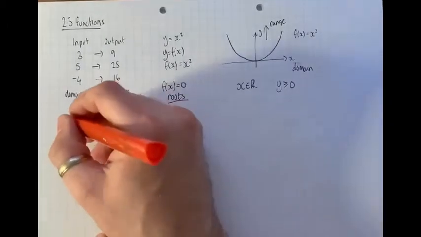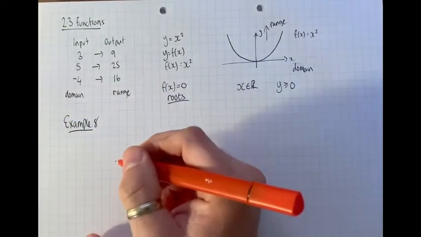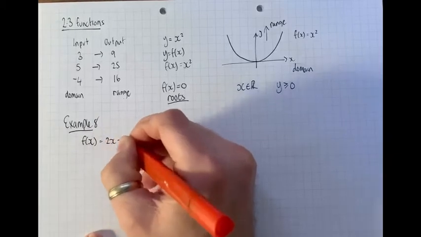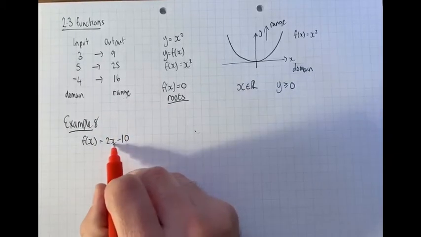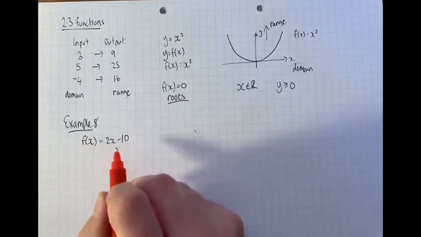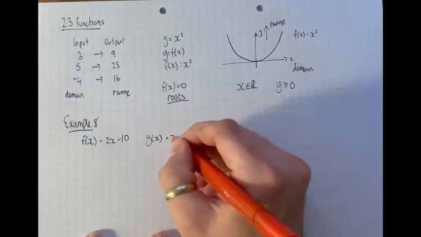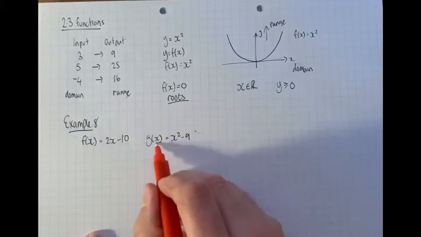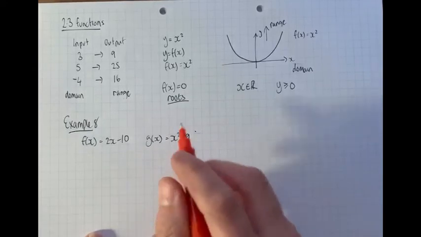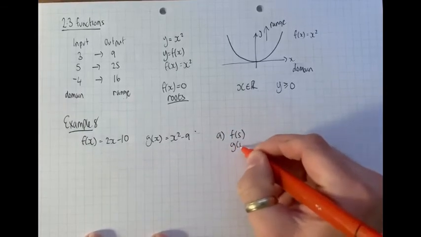So if we look now at example 8. Example 8 says that we've got a function f given by 2x take away 10. So that means take the input value, double it, take away 10. And we've got a second function g of x is x squared take away 9. So this is the input, we take the input value, square it, subtract 9. Find the values of f of 5 and g of 10.